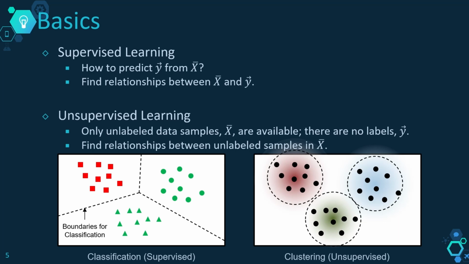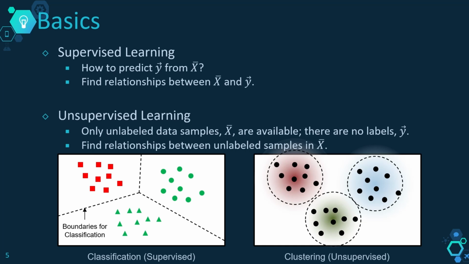Here are 2 examples to show the idea. On the left, you can see an example for a classification task. So this is a very typical supervised learning task. You can see that we have different samples and they have different colors and shapes, right? They're represented by different markers. And these colors and markers are actually associated with the labels.